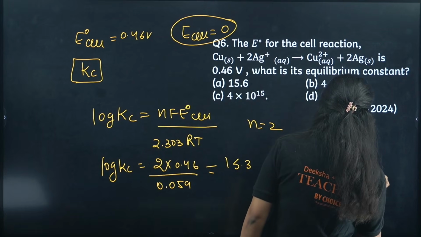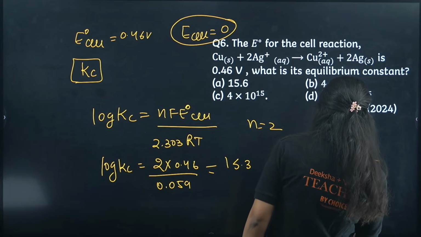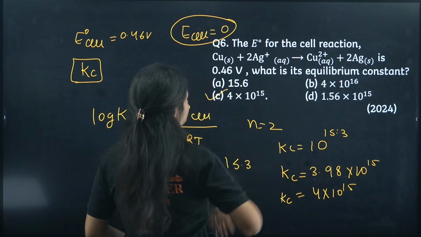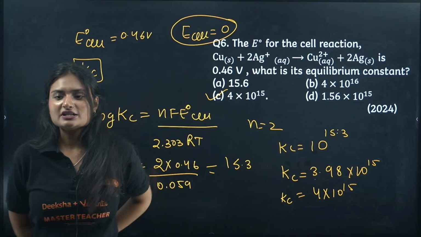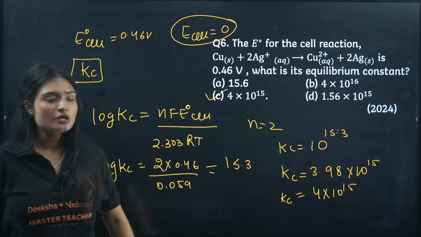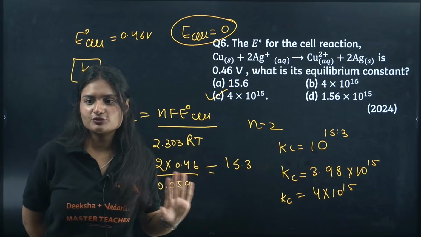3.98 times 10 raised to power 15, which is around 4 times 10 raised to power 15. Kc equals 4 times 10 raised to power 15. So that is your option C. Okay, so it's coming in close approximation. Sometimes you won't get the exact value, but if this is being used, you will be given the data for calculation. Don't worry.